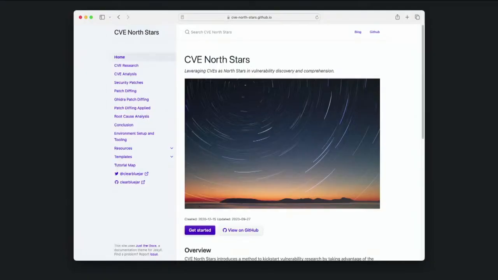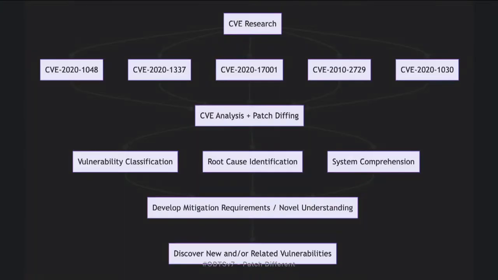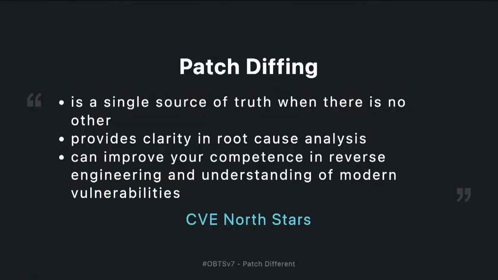This is the screenshot of the tutorial that I wrote. The main idea was to leverage CVEs as a compass or a map to vulnerable code, using a CVE as a North Star in your vulnerability hunt. I had this big graph about doing CVE research, coming down, combining that with some analysis, doing some root cause identification, and finally getting to a point where you can maybe find a variant or do something for mitigations. The main three truths I pulled out was that patch diffing is this single source of truth.